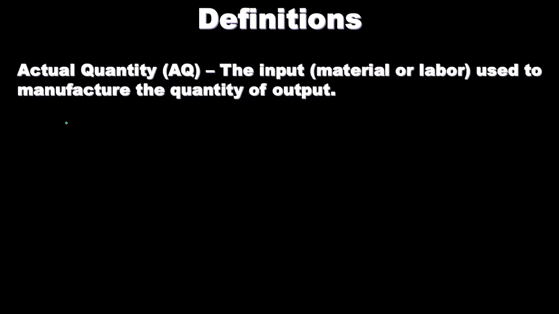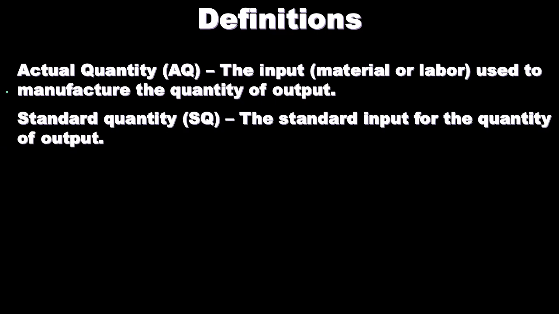So the actual quantity, AQ, is the input, material, or labor used to manufacture the quantity of output. When we think of actual quantity, we're thinking of it as that we're making things. Remember, we make units of inventory, and that includes materials, labor, overhead. We're concentrating here on the materials and labor. We have the actual quantity in terms of material and labor being the units of input that we have, whether that be units of material or typically hours in terms of the labor units. That's not in dollars. We're talking about the quantity.